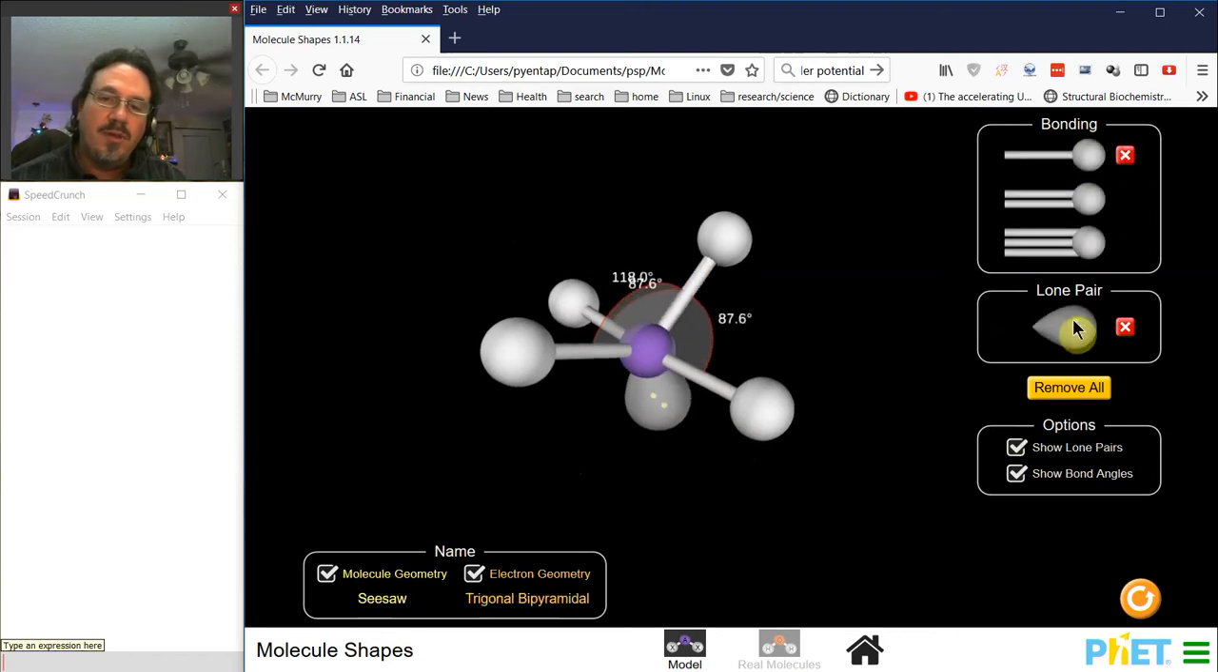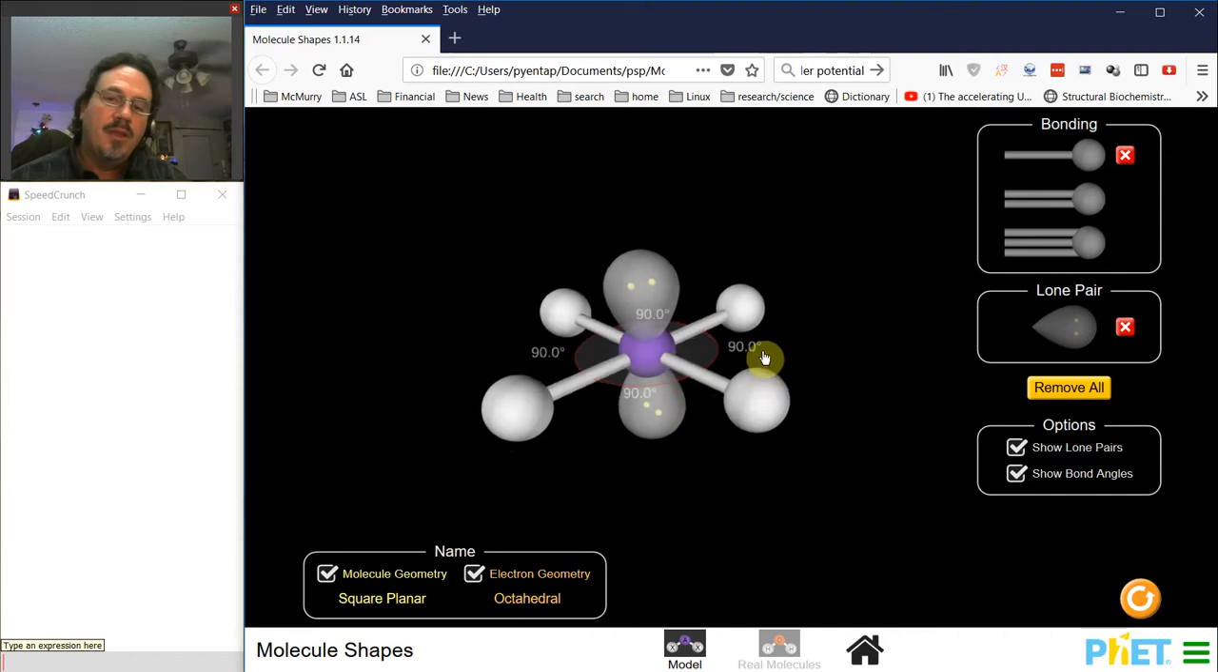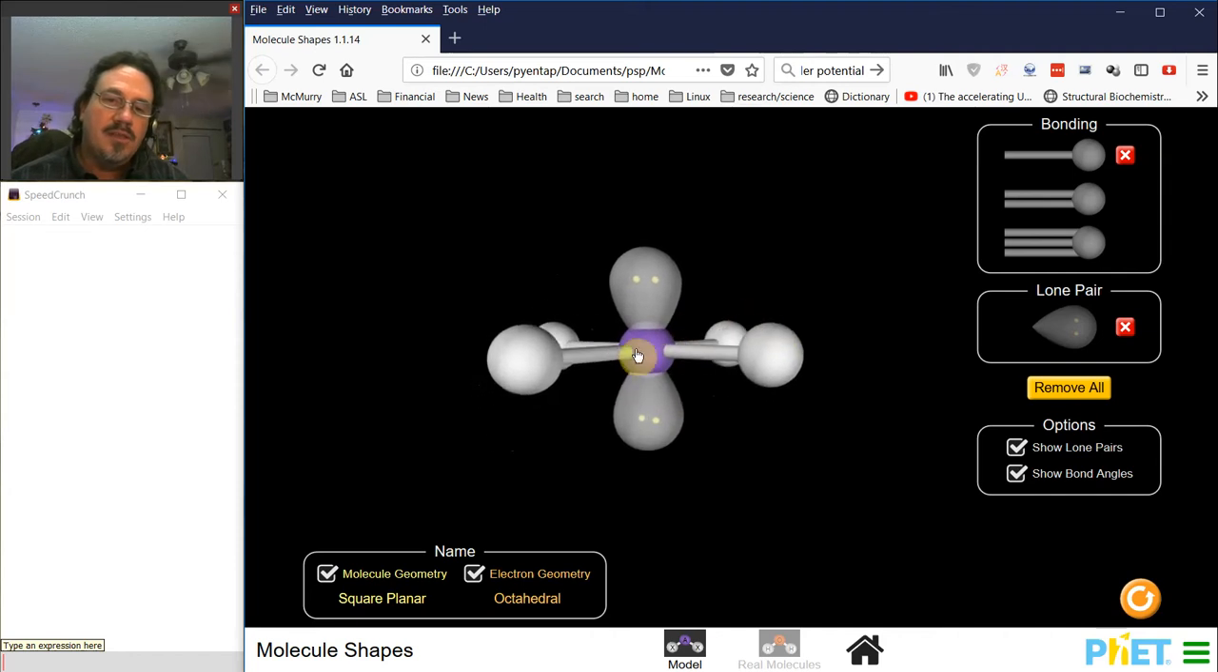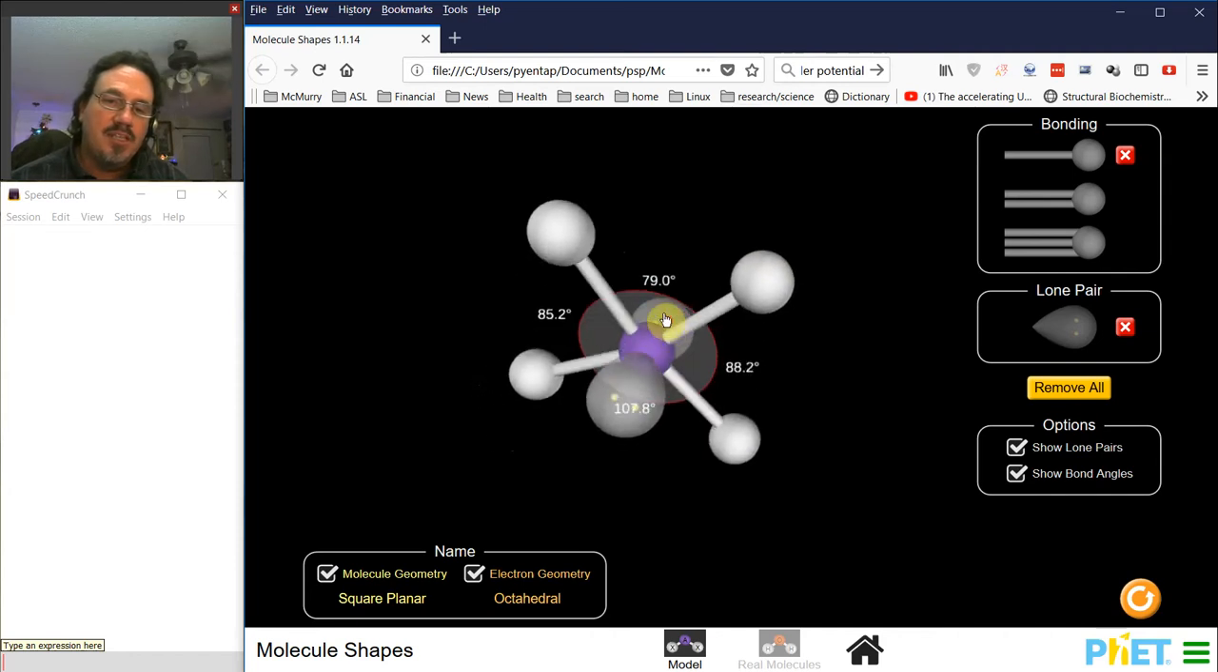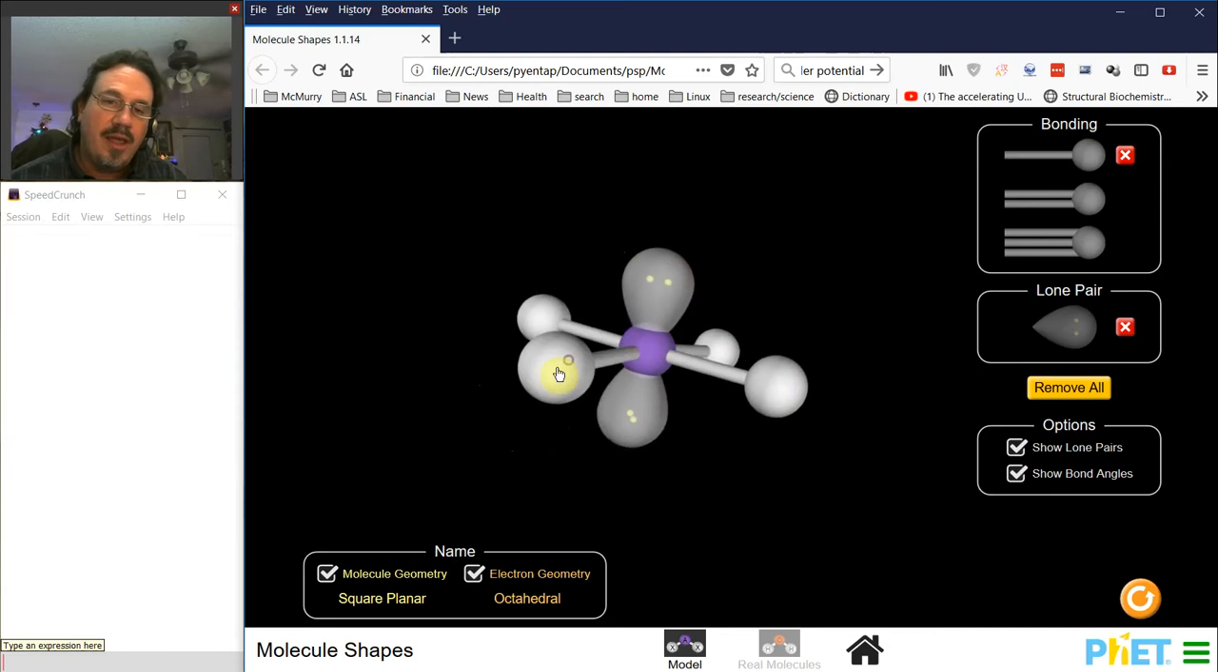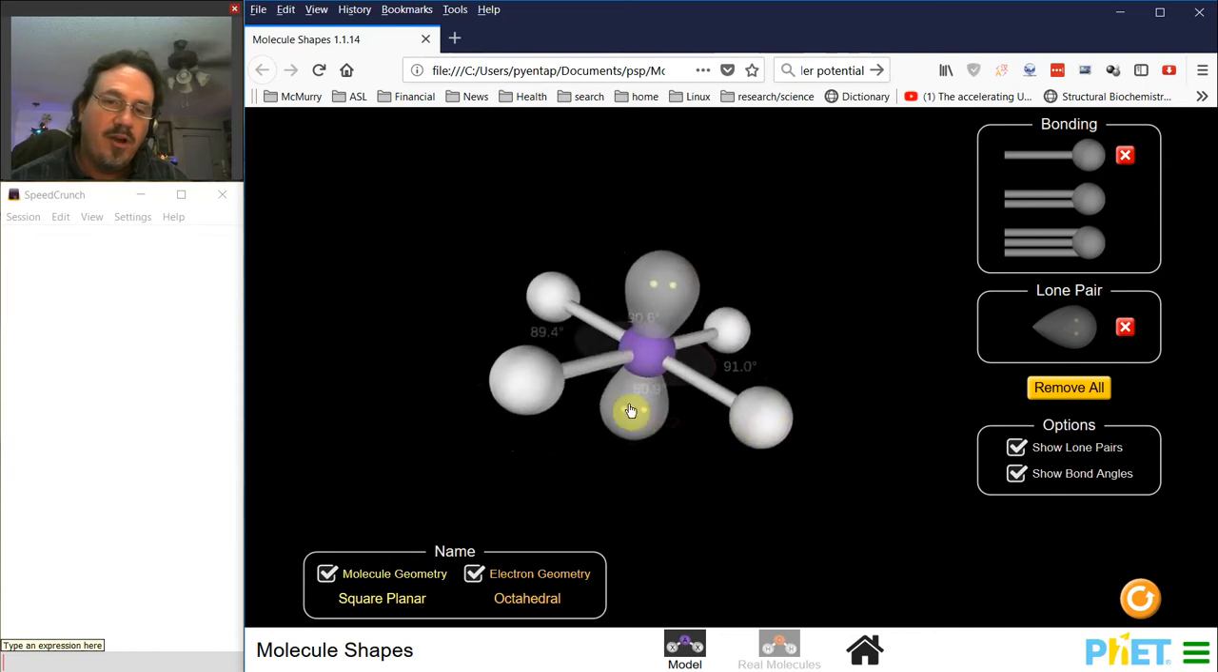What if I replace a second one with a lone pair? Now, you can see that the 2 lone pairs are opposite each other, and the remaining atoms are in this square planar part.